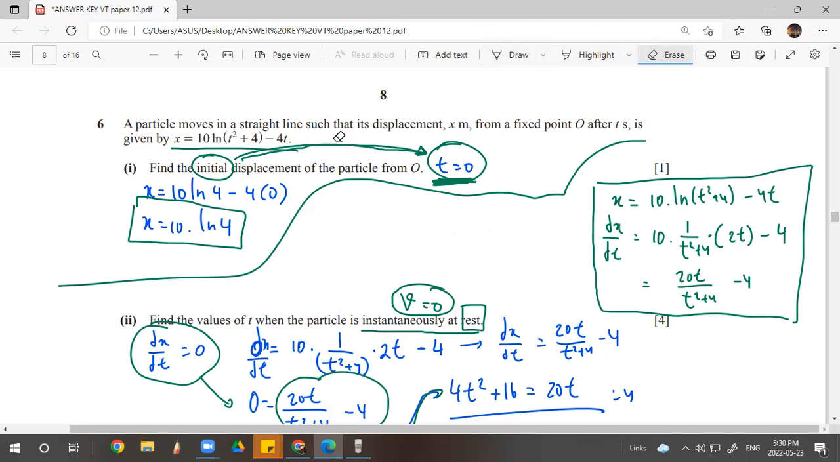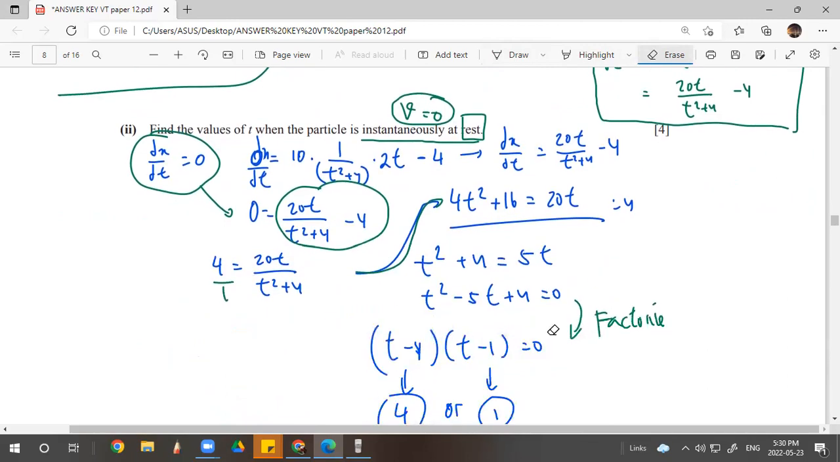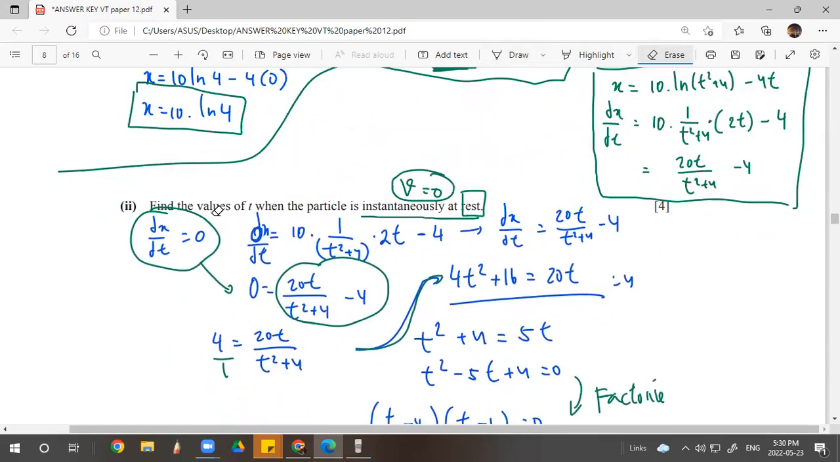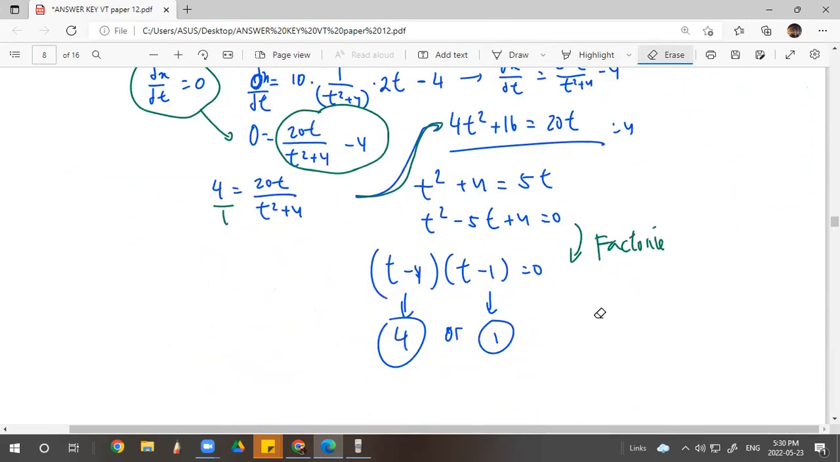Okay, so using this formula, you can get the t either 4 or 1. Because to find the values, it's plural. Both of them are logical. T, both of them are positive. Okay. Next.